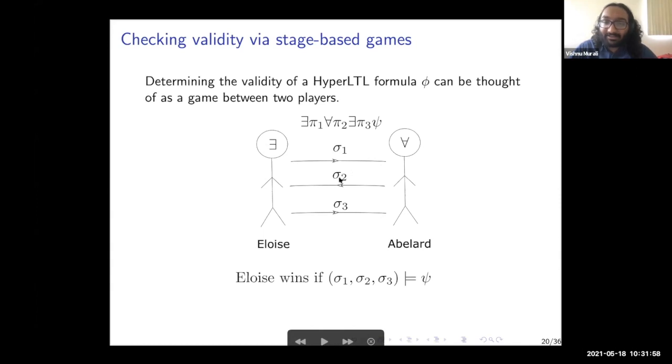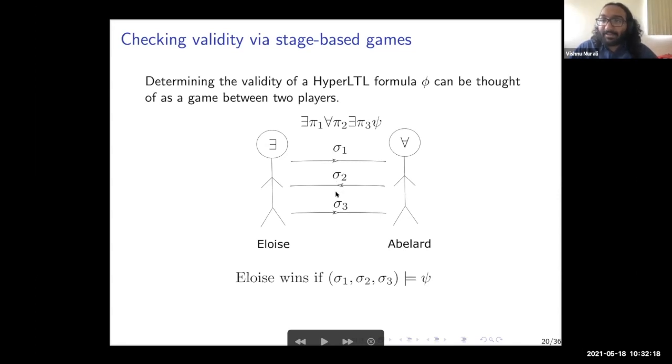We note that the selection of trace sigma 2 may depend on the value of the trace sigma 1. And similarly, the value of the trace sigma 3 may depend on the value of sigma 2 and sigma 1, but not the other way. Sigma 1 cannot depend on the values of sigma 2 or sigma 3, and similarly, sigma 2 cannot depend on sigma 3.